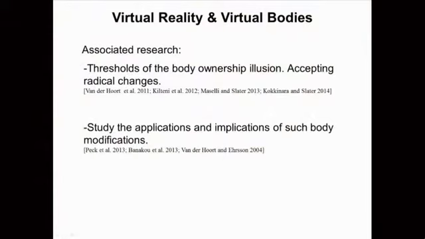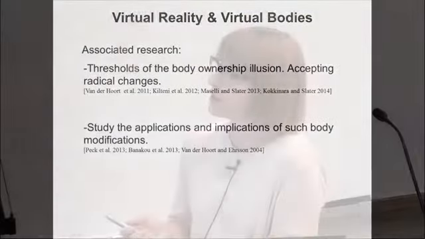Another is to study the implications of the body modifications. For example, in the experiment of Tabitha Peck on racial bias, he would put Caucasian participants into black avatars, and that would reduce the racial bias towards black people. So we can find attitudinal changes, behavioral changes.